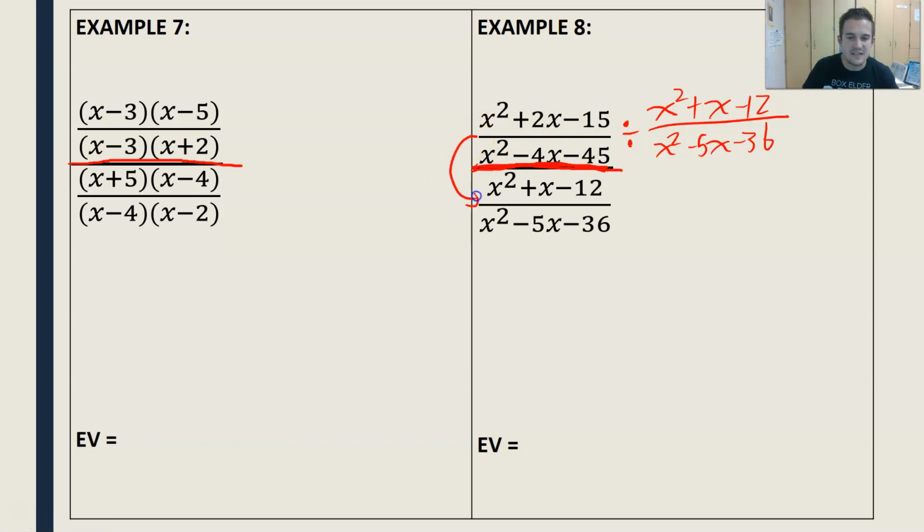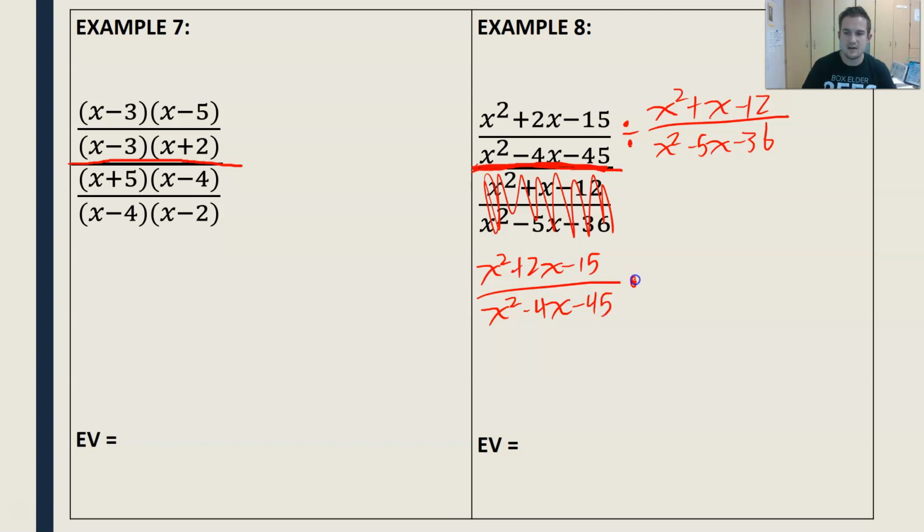We don't love seeing fractions on top of fractions, so I'm going to write it like this. x squared plus 2x minus 15 over x squared minus 4x minus 45 divided by x squared plus x minus 12 over x squared minus 5x minus 36. So first step when I'm doing these division problems, I need to change it to a multiplication problem. So I'm going to copy this first expression right here, dot, flip, and then I'm going to flip the second expression like so.